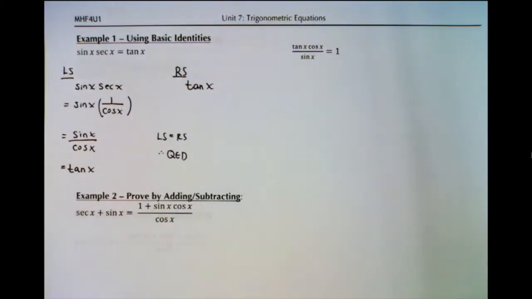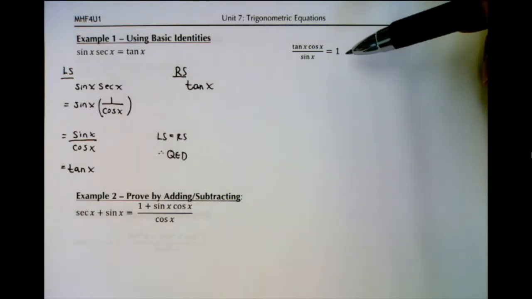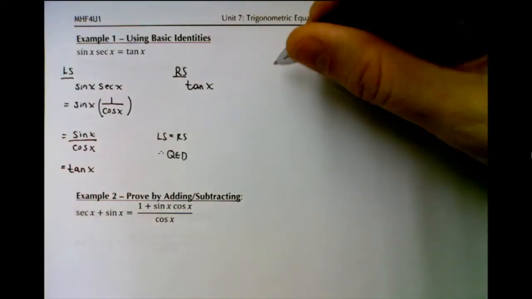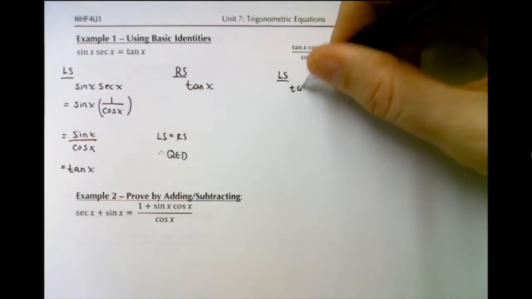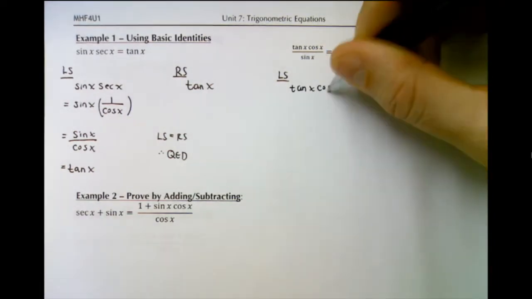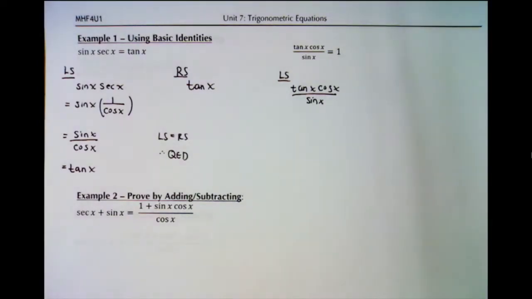Let's try another. We've got tan x cos x over sine x equals 1. 1 isn't something that we can really start manipulating because there are so many places to go from 1. We could use a Pythagorean identity. We could write sine over sine, cos over cos, tan over tan, sine minus sine. There's literally an infinite number of variations on the number 1. So we're going to work with the left side, and we're going to use that same strategy of writing everything in terms of sine and cos. When in doubt, sine and cos.